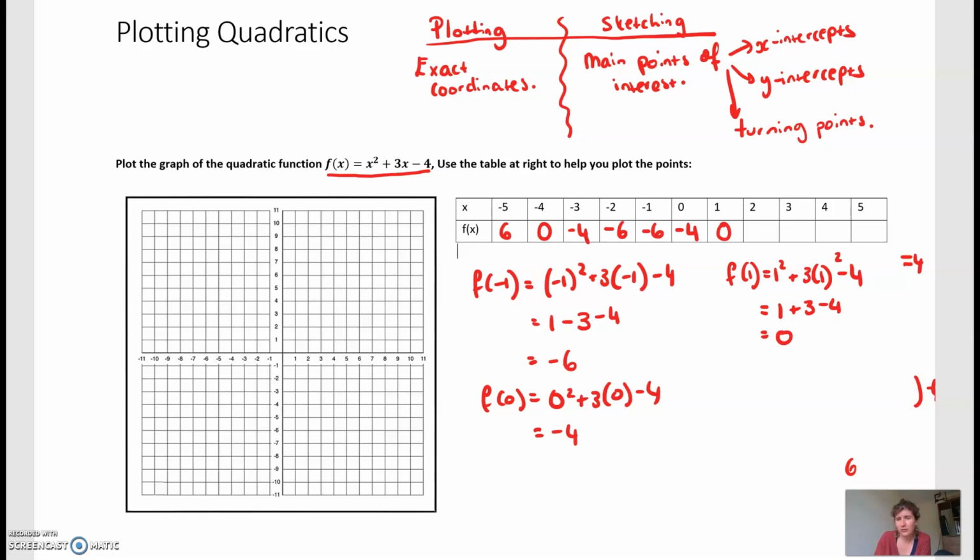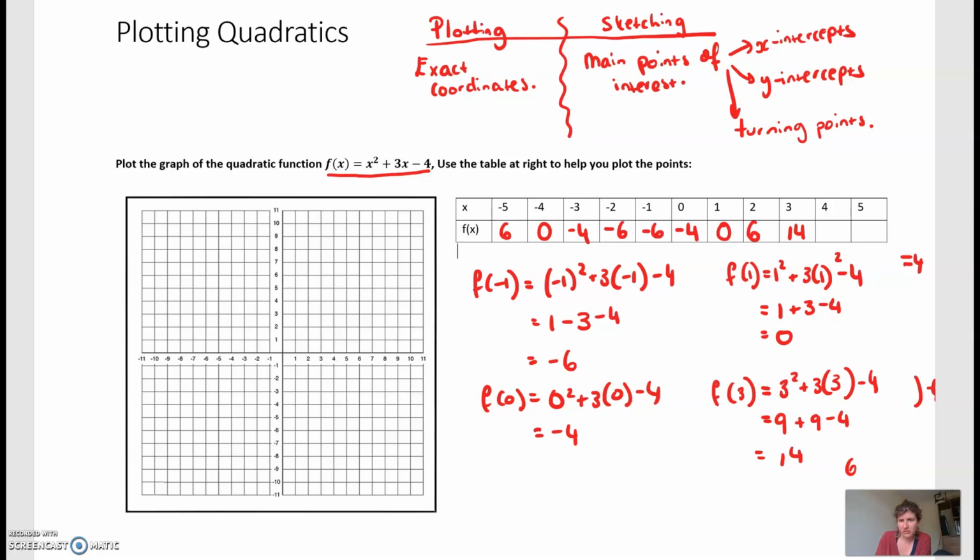All right. Now the next one is definitely going to be 6. I can tell you that for sure. We're not going to work this one out. That one's 6, because again, we're repeating our pattern. Now we have to work out f of 3, because we don't have a repeating one for that. So that's 3 squared plus 3 times 3 minus 4. So 9 plus 9 minus 4. 18 minus 4 is 14. So that one's going to go there.